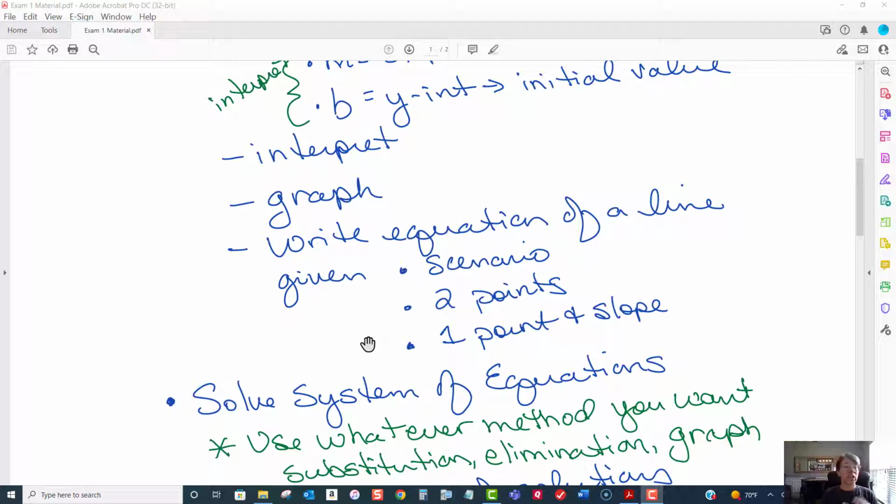If I give you a scenario, like, I don't know, in month 3, I made $600. In month 7, I made $2,000. What would be the line that would represent that increase or decrease in my salary? Or I can just give you 2 generic points. So between those two, the scenario and the 2 points, basically the scenario needs to give you those 2 points. Or I could just give you 2 points. You'll have to find the slope and then write the equation, or I might just give you 1 point and go ahead and give you the slope, or a combination of all 3.